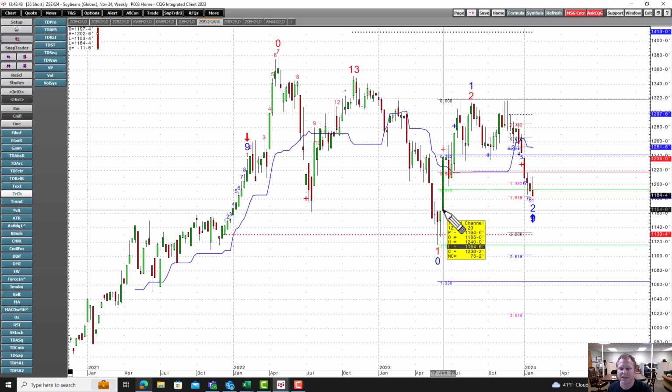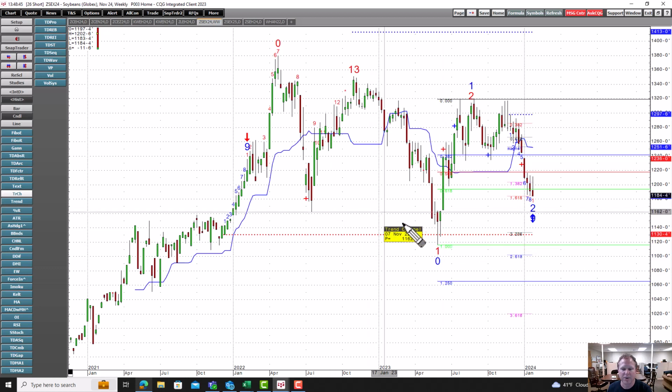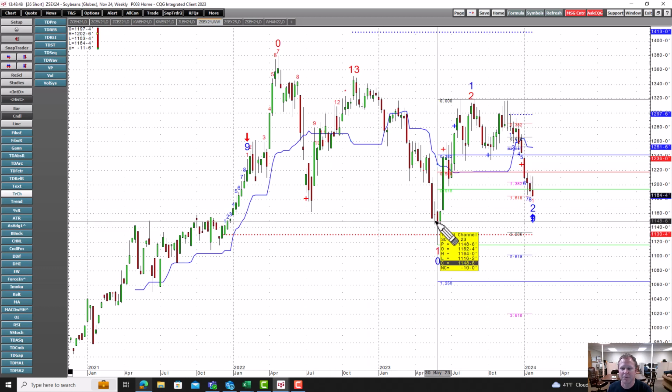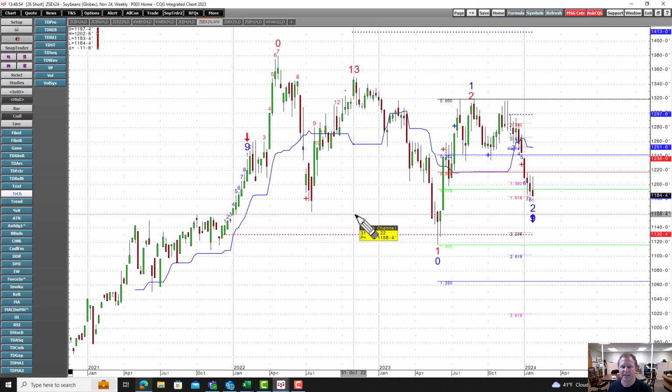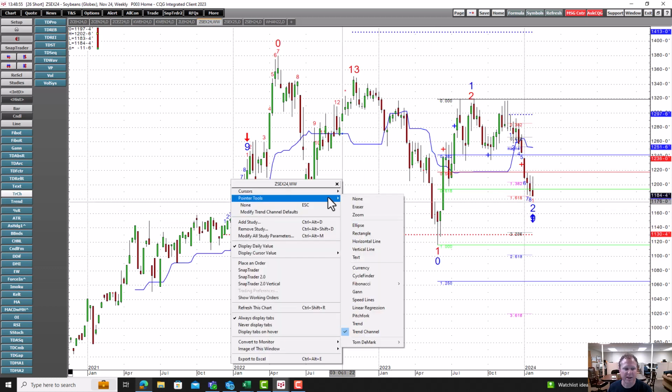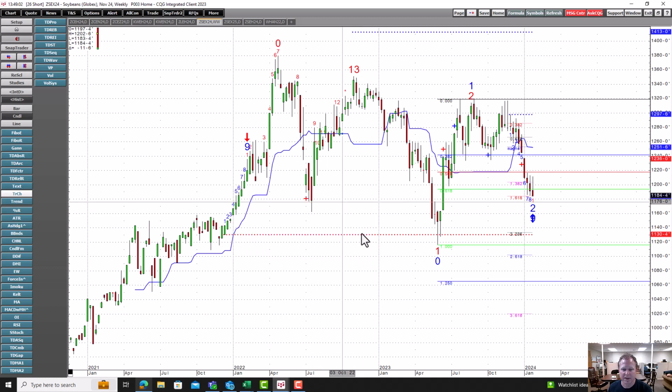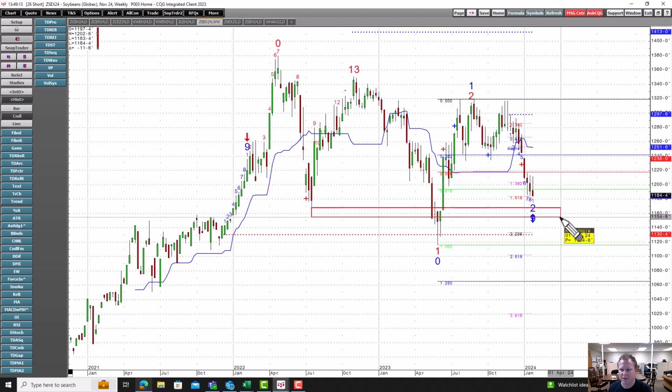I want to call your attention to this gap and this low, and then this set of this open and this close and this open right here. So you've got this zone of support. Let me put that on a rectangle here for you. So you have this area, which is from this gap, which is right here, to this low, all the way down to these lows right here.